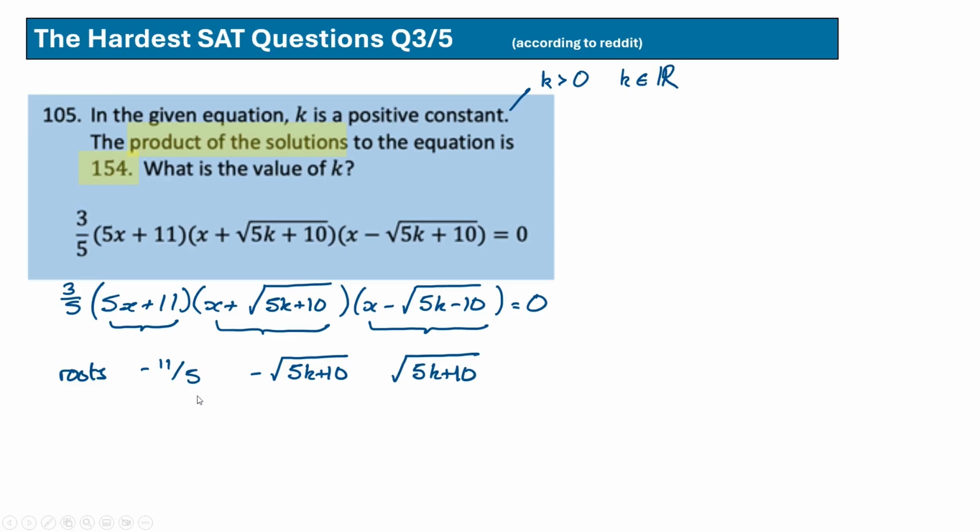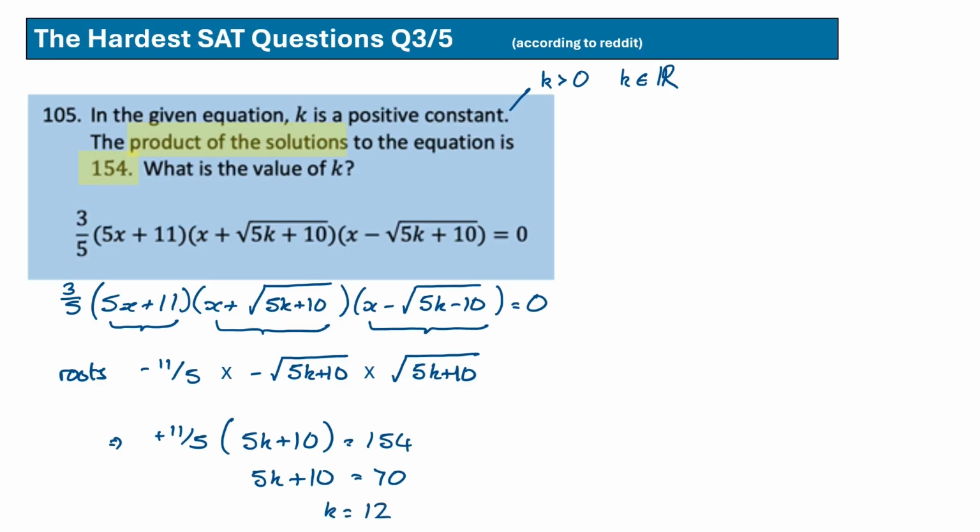And then the question says, if I multiply these three things together, so I'm going to multiply them all together, I get the value of 154. Now, of course, what's really nice here is I'm multiplying a square root by the same thing square rooted. So the square root's going to go away, and that's just going to leave with 11 over 5 times 5k plus 10 equals 154. And that's a pretty straightforward linear equation. So multiply both sides by 5, divide by 11, because that will simplify down to 5k plus 10 equals 70. Take away 10 from both sides, divide by 5, and you get k is equal to 12.